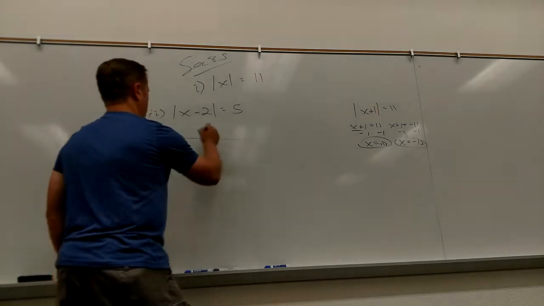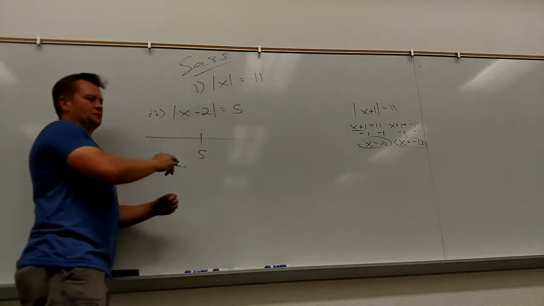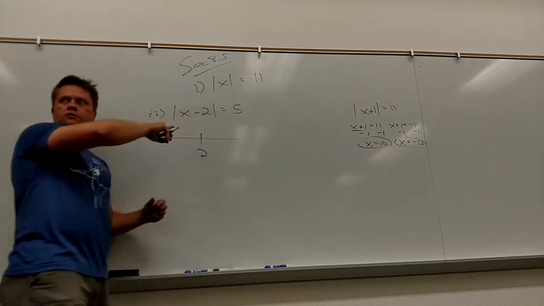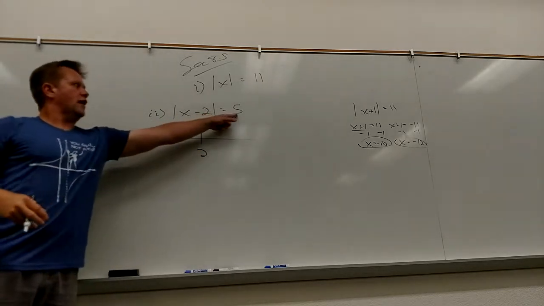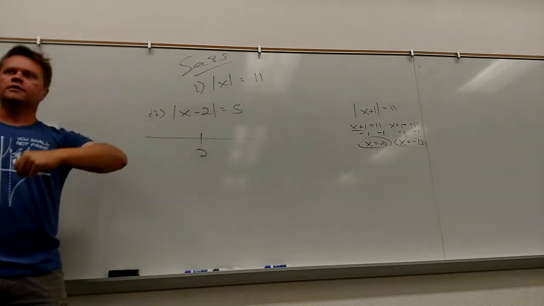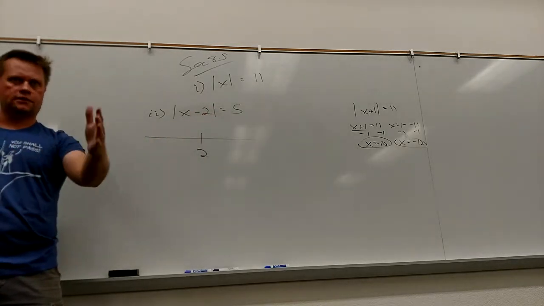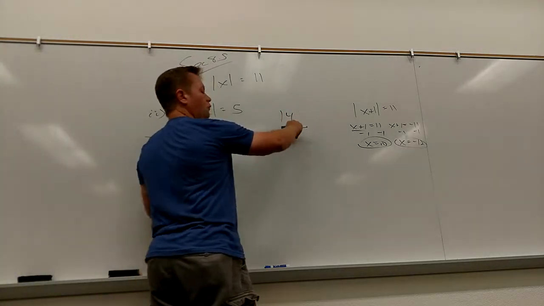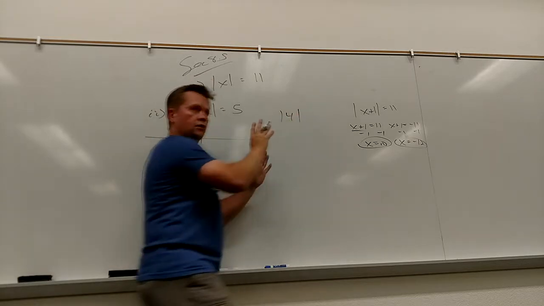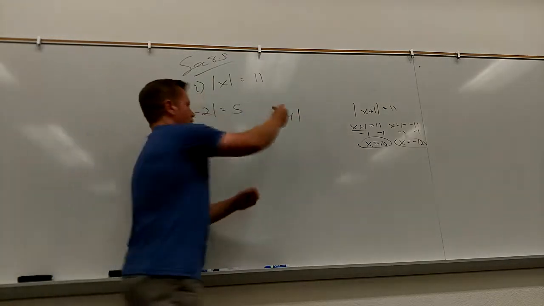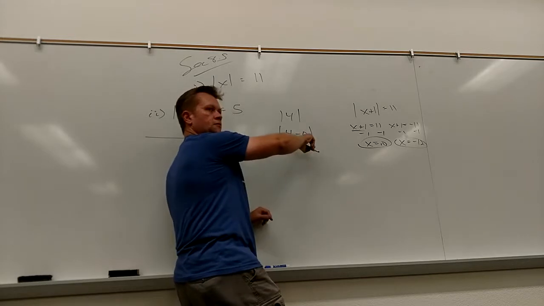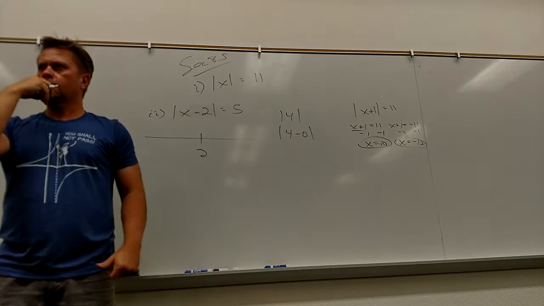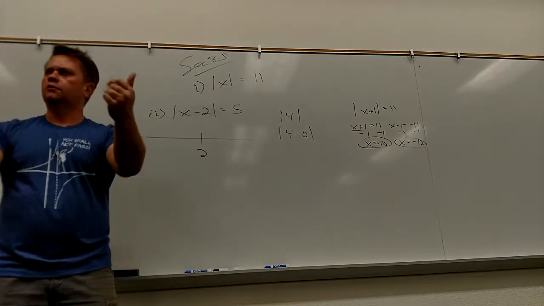So here's 2. I want to find the numbers, or a number, that is 5 away from 2. Let me say this again. What does absolute value mean? Distance between things, right? Absolute value of 4 is the distance between 4 and 0. Are you guys with me? The distance between 4 and 0. You guys with me a little bit?